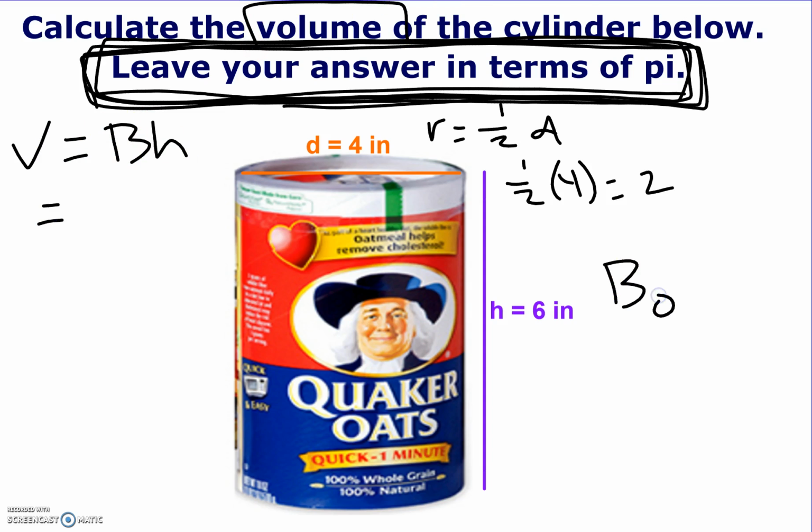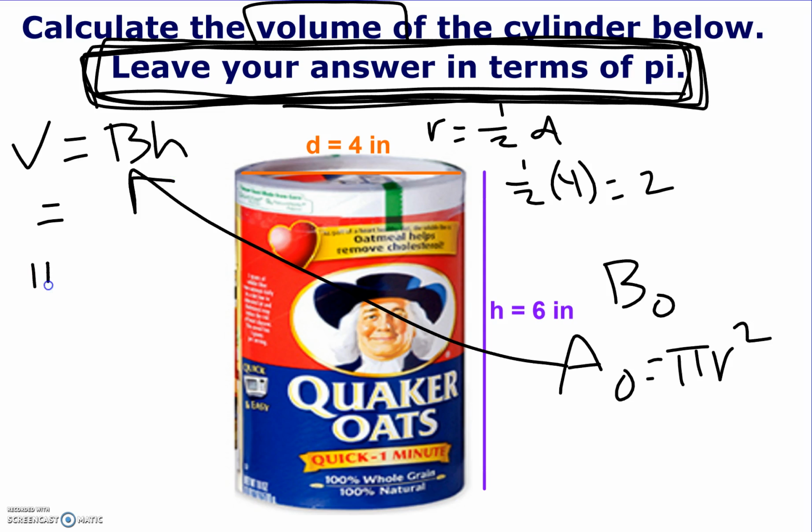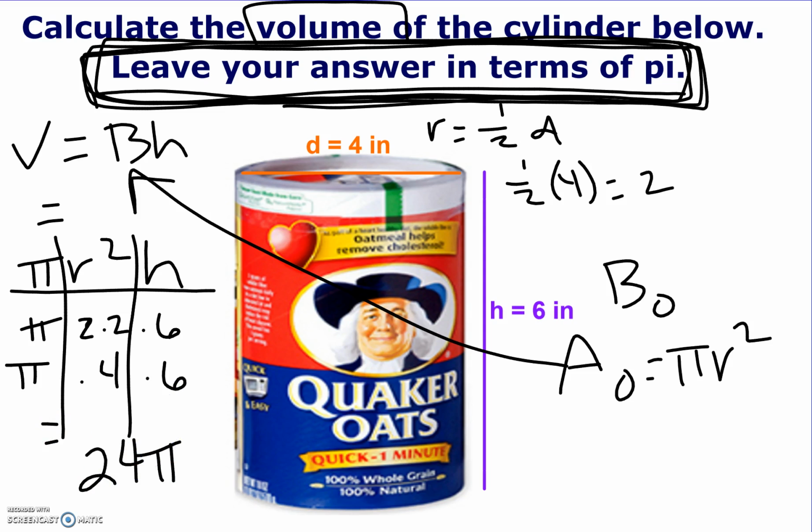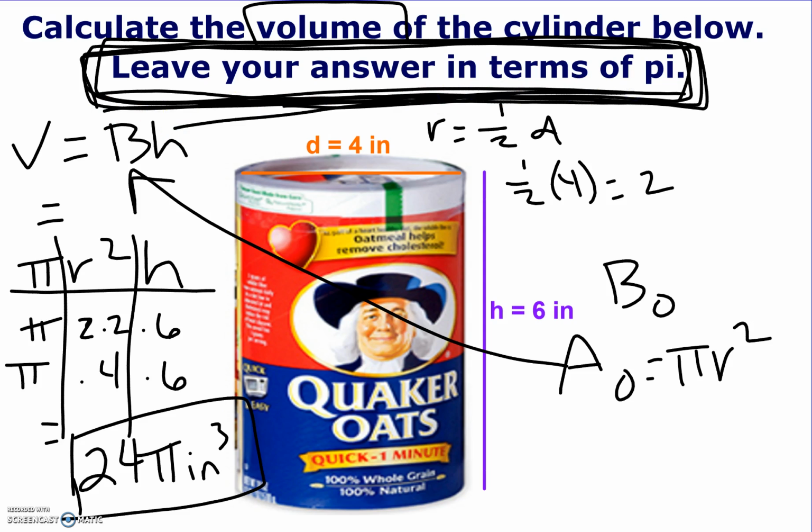Area of the base is a circle, so area of a circle equals pi r squared. So now we can plug it in to our formula. Pi r squared times the height. Build your table. Pi, r is 2 times 2, times the height of 6. Pi times 4 times 6. So our answer is 24 pi inches cubed. And notice that I have pi in my answer, so I left it in terms of pi.